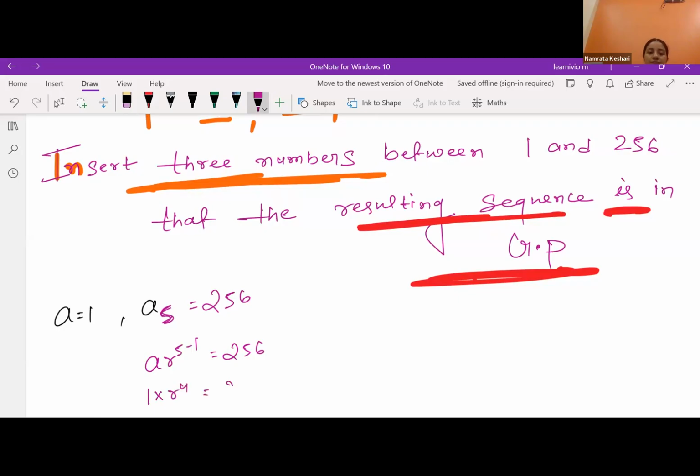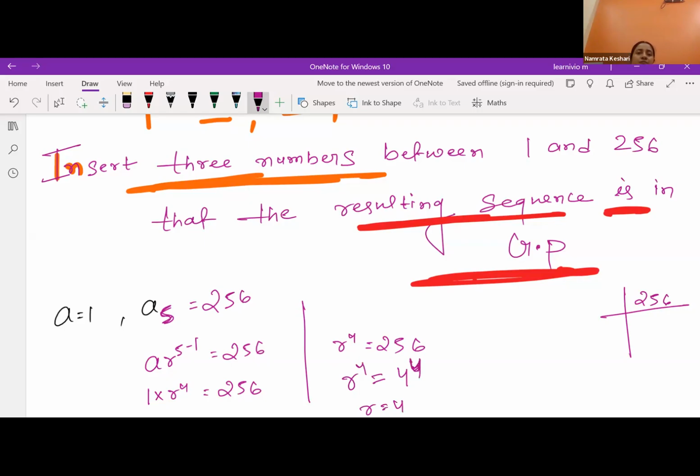Again, law of exponent. This chapter is all about using the law of exponent every time. Again, we need to use the law of exponent. 256 you will do factorization, and you will get, I believe, 4 times 16, 16 into 16, so 4 to the power 4. So r to the power 4 equals 4 to the power 4, so r is 4. When the exponents are the same, the bases need to be the same, right? Is it clear to all of you?